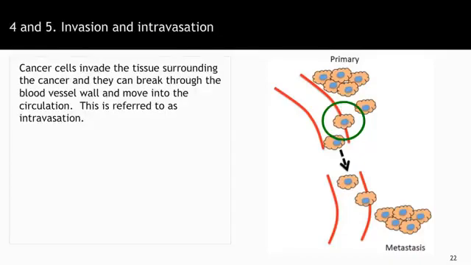The next steps in metastasis are invasion and intravasation. Cancer cells invade the tissue surrounding the cancer, and then they break through the blood vessel wall and move into the circulation. This breaking through the blood vessel wall is referred to as intravasation.